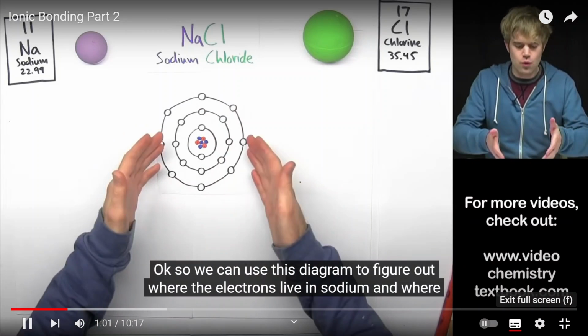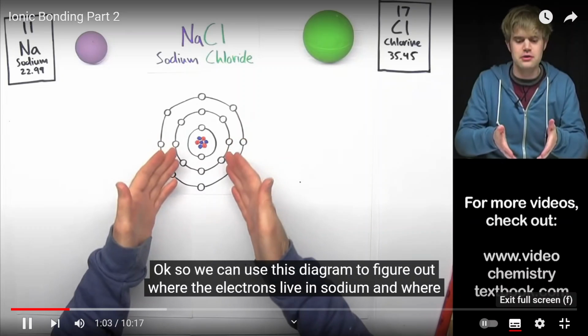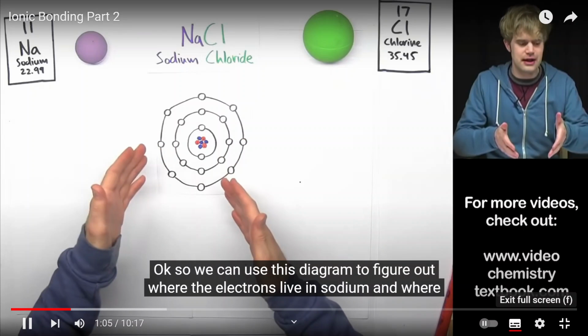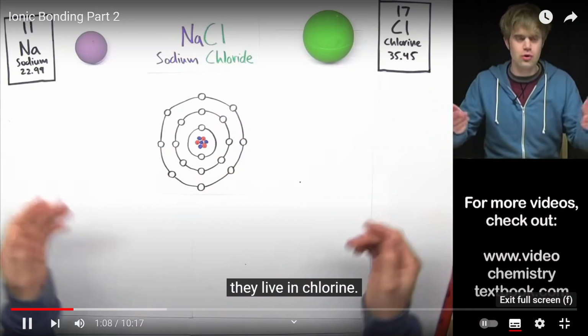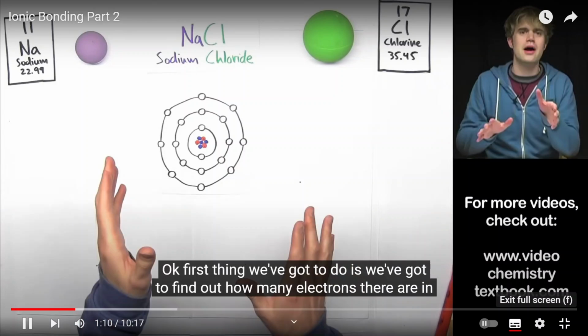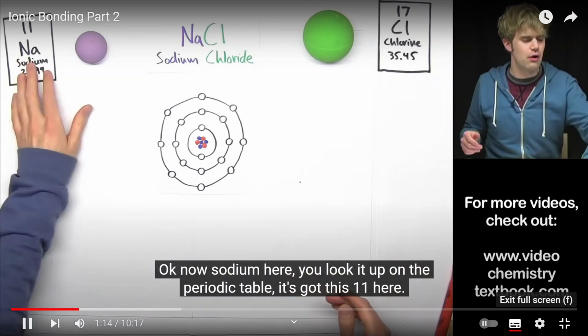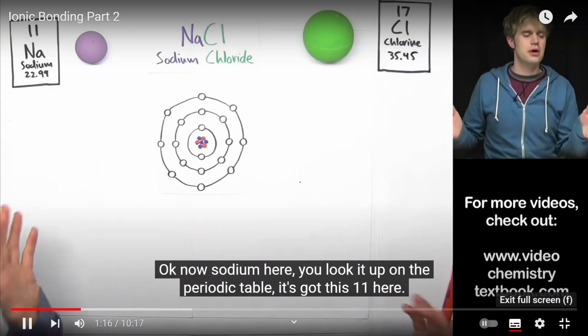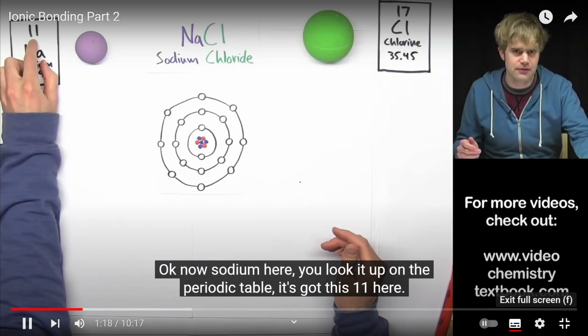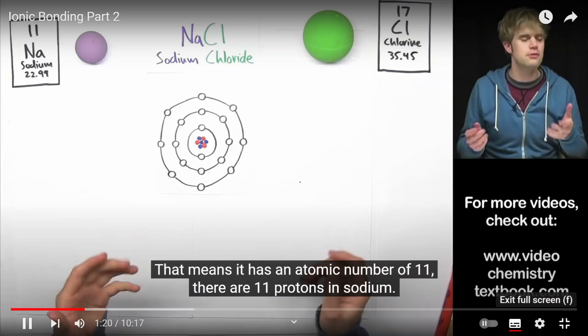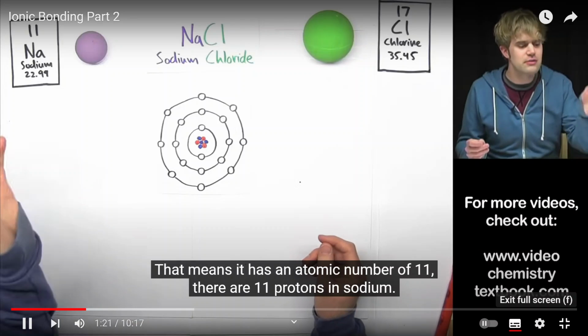Okay? So we can use this diagram to figure out where the electrons live in sodium and where they live in chlorine. First thing we've got to do is find out how many electrons there are in these two atoms. Now, sodium here, you look it up on the periodic table, it's got this 11. That means it has an atomic number of 11. There are 11 protons in sodium.